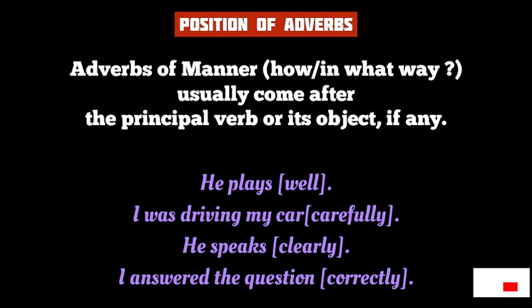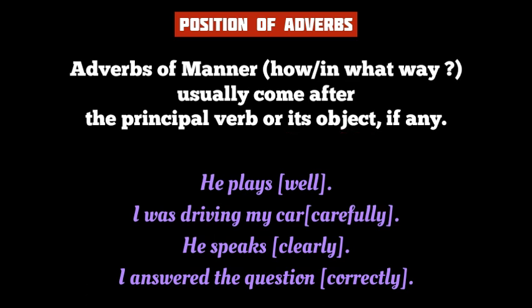Well, now we are going to study the position or placement of different kinds of adverbs in sentences. Adverbs of manner denote the manner of action. They tell us how or in what way an action is done. An adverb of manner is placed right after the principal verb in a sentence. However, if the principal verb has an object after it, the adverb of manner will follow the object.